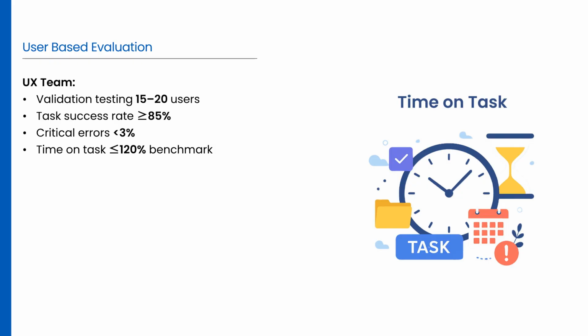Time on task means how long a user takes to complete an action. For example, if an expert completes a task in 1 minute, a new user should complete it within 1 minute 12 seconds.